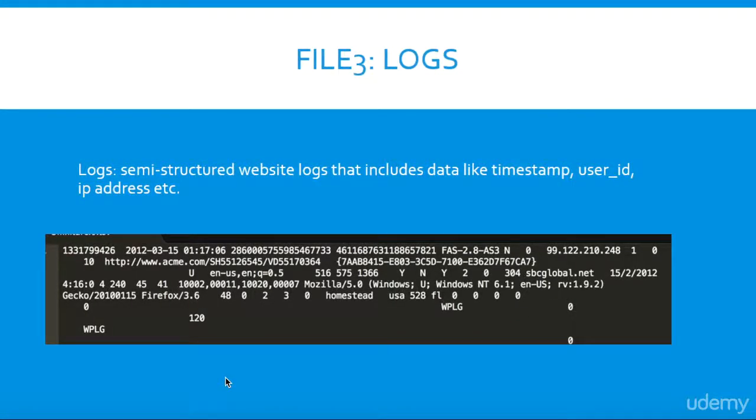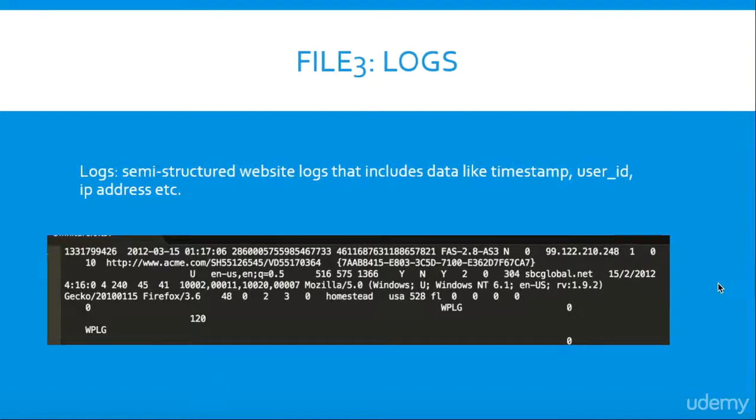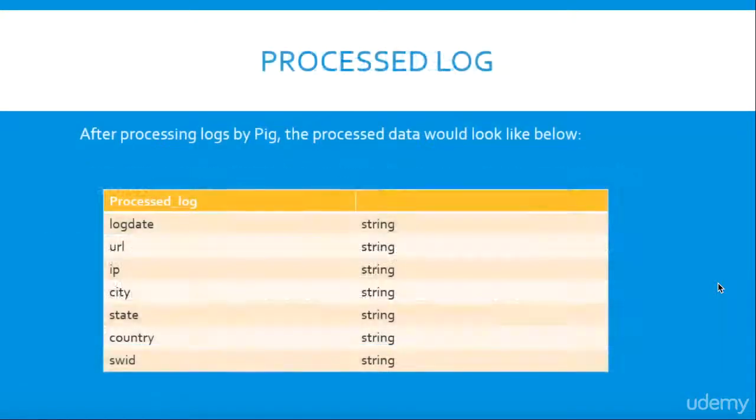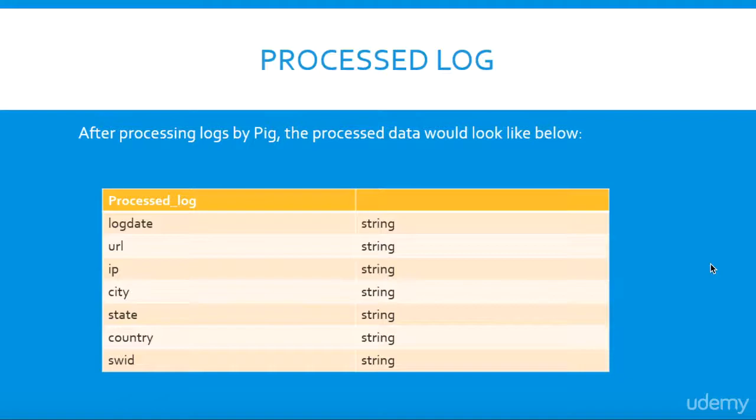Okay, so first of all, we will upload the logs file into HDFS. Then we will process the semi-structured data into a structured one using Pig, and we'll dump the processed data into another directory in HDFS. After processing the logs by Pig, the processed data would look like this. It will contain log date, IP, URL, user ID, city, country, state. Then we will design an external table in Hive to read this processed data for further analysis. Since Hive provides JDBC/ODBC connectivity, we can connect visualization tools like Tableau, etc. to visualize and analyze data.